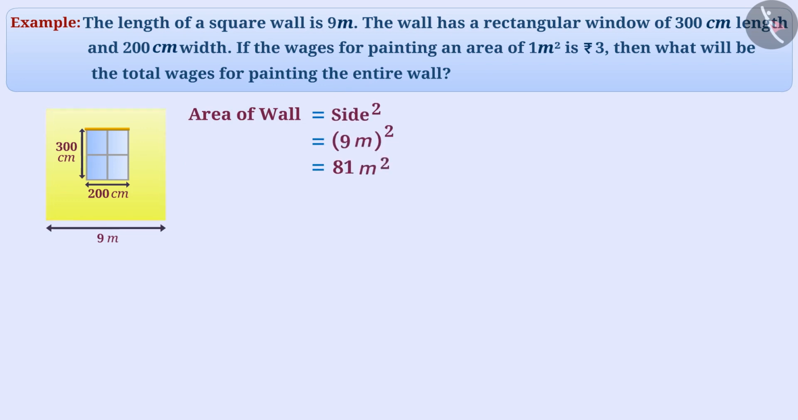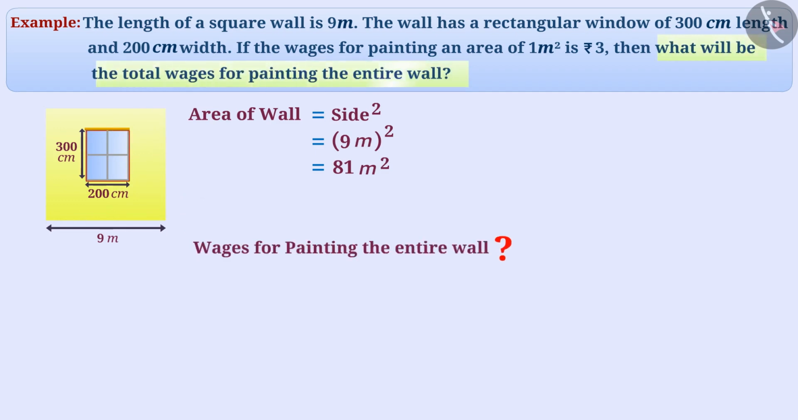But this entire area will not be painted. The area of the window will not be painted. To find the total wages of painting the entire wall, we have to subtract the area of the window from the area of the wall. Let us find the area of the window.